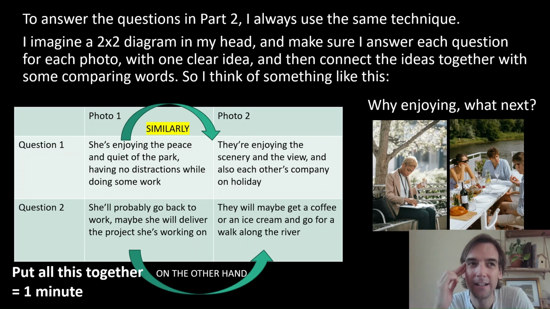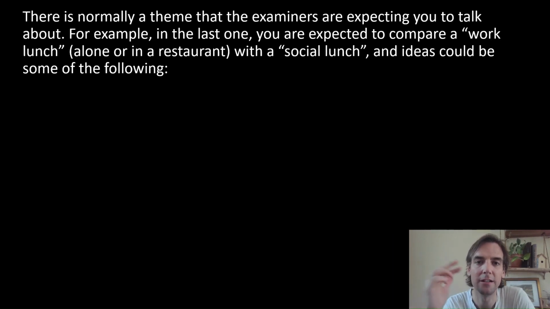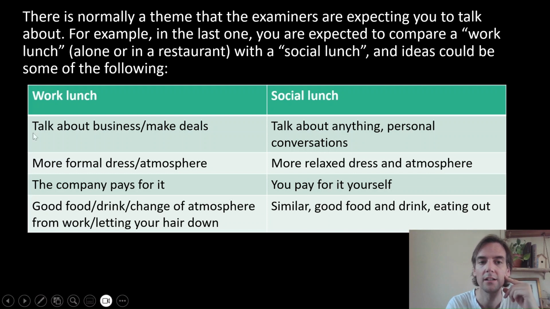To practice this, obviously what we need to do is think about the ideas that will come up. So what ideas could you have for photos? There is normally a theme that they're expecting you to talk about. This one is work lunch, social lunch. So you could think, okay, a work lunch, what are you talking about? Business, deals. What are you wearing? Who is paying for it? What's the atmosphere? And all of these will be slightly different for a social lunch. It's a more personal conversation, more relaxed. You're paying for it yourself. This one may be similar. You're having nice, good food and drink, the atmosphere of eating out. They're going to be a bit more similar. But these are typical ideas that should be popping up in your mind when the topic is types of lunch.